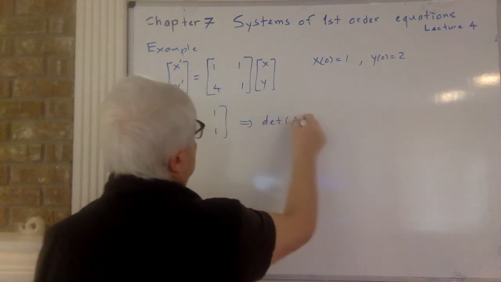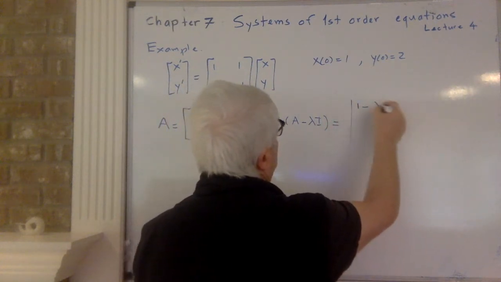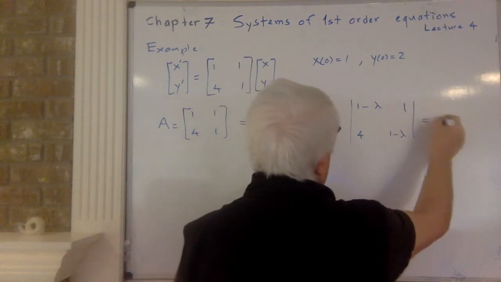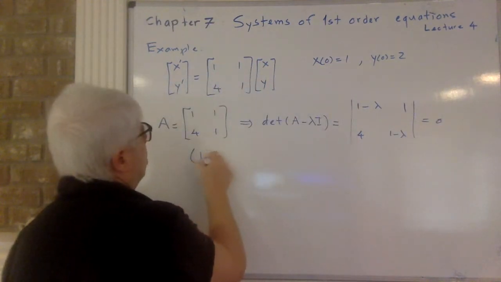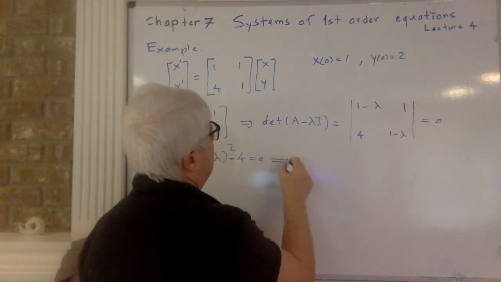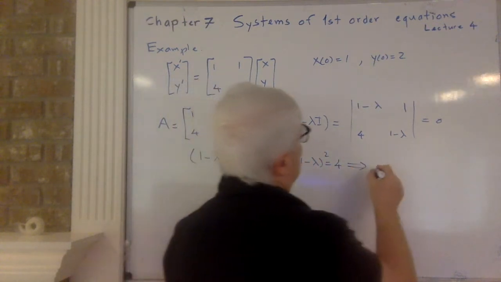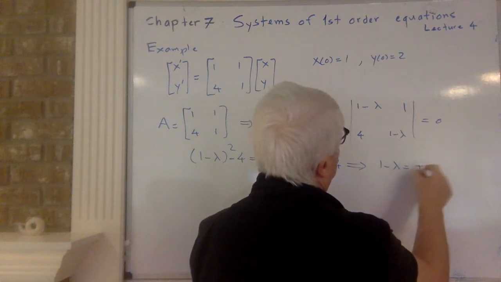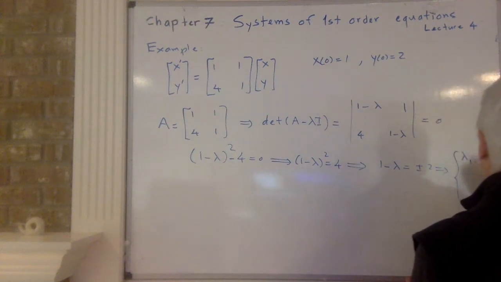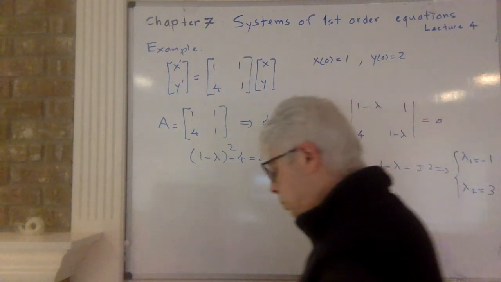Determinant of A minus lambda I is this determinant, 1 minus lambda, 1, 4, 1 minus lambda, equal to 0. So I have 1 minus lambda squared minus 4 equal to 0. And that gives me 1 minus lambda squared is 4, and 1 minus lambda is plus minus 2. And that gives me 2 lambdas. Lambda 1 is negative 1, lambda 2 is 3.